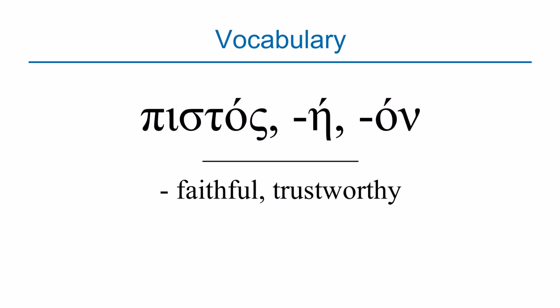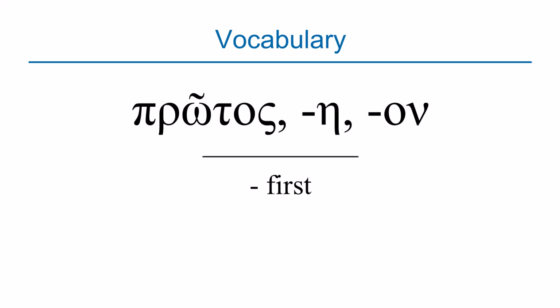Another word is pistos. Pistos means faithful, trustworthy, or believing. It comes from the word pistis, meaning faith. So pistos is an adjective that means faithful. Protos means first. That's why we get the word protocol, meaning following order. Protos means first. It's an adjective.